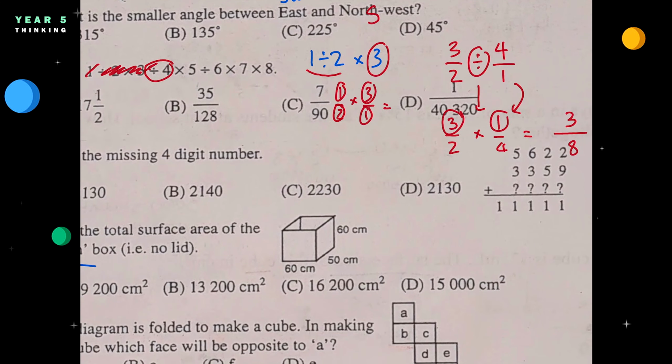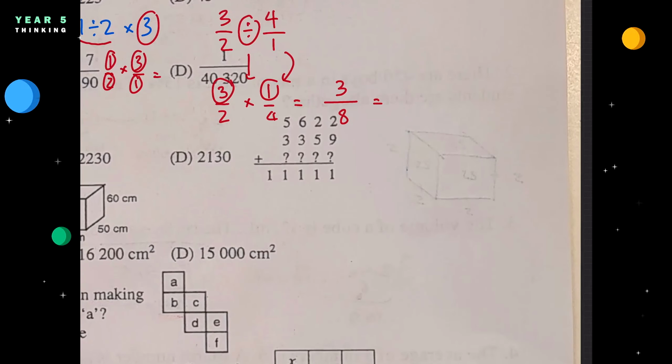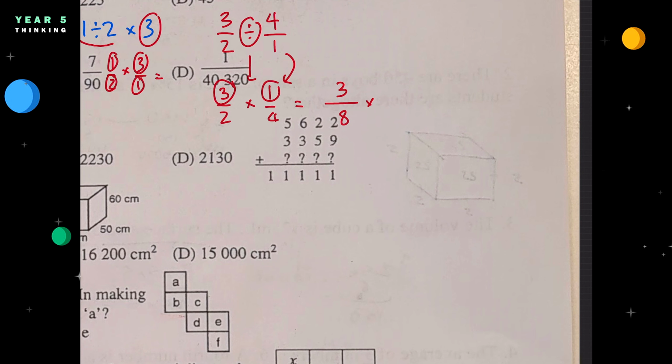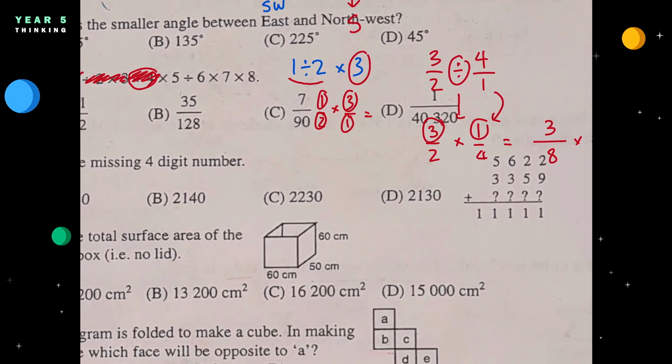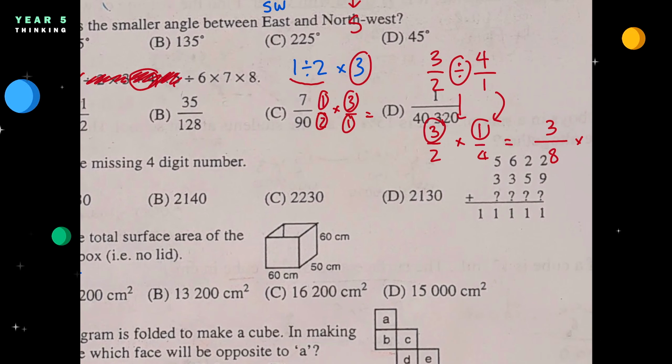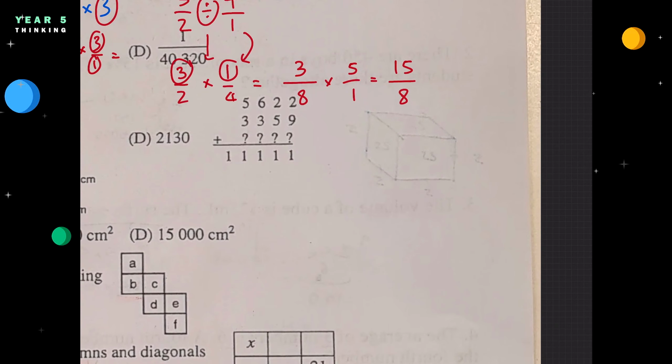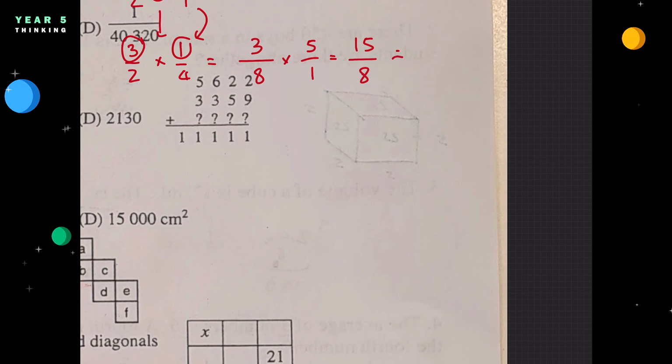Alright, that one's done. Now we times it by 5. 5 is a whole number, so again it'll be over 1. So 3 times 5 is 15, 8 times 1 is 8. Let's continue. Now we're dividing by 6. So we divide by 6, so 15 on 8, and 6 is over 1. So that's 15 on 8, and then 6 on 1, we flip it, so it'll be 1 over 6, and you change that divide into a times.